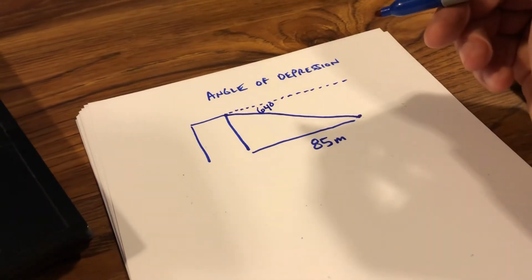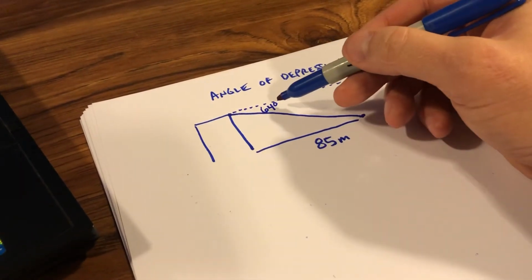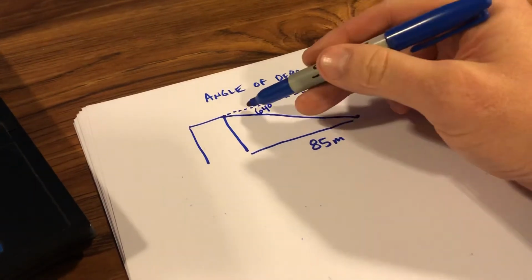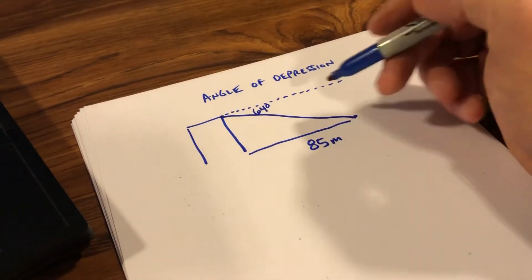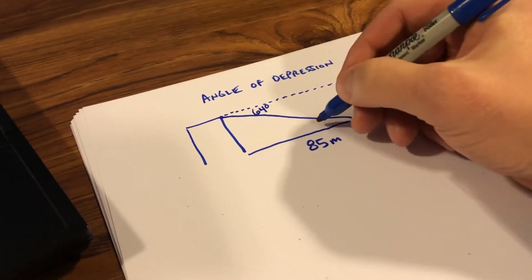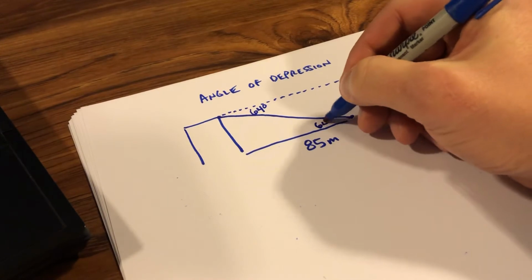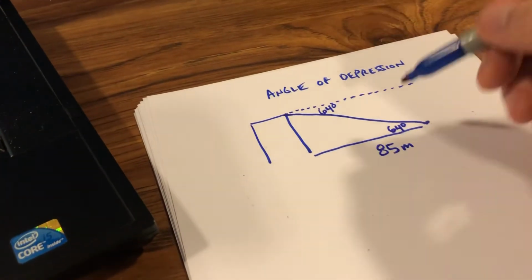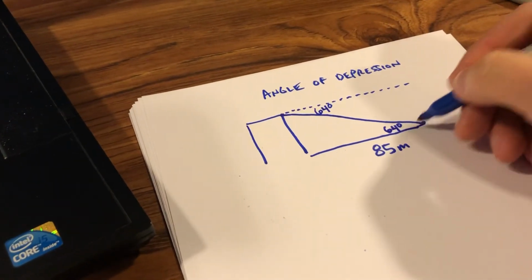So it's 64 degrees. Now, because we've learned about parallel lines, this horizontal and the ground are parallel, so these two angles here are what we call alternate interior angles, and because the lines are parallel, those have to be the same. So I'm also going to put my 64 degree angle right down here in the triangle.